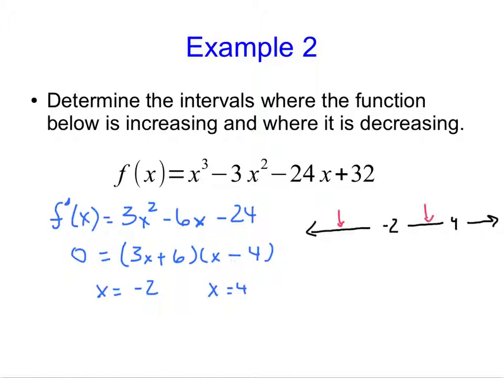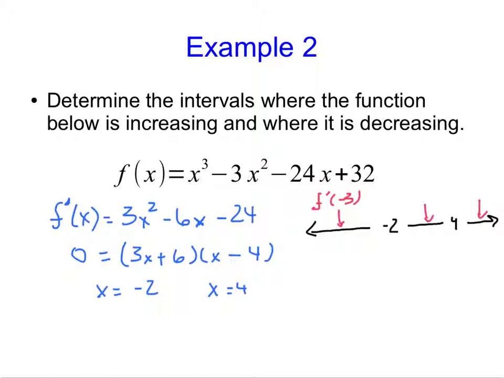So I need a number between negative infinity and negative 2, a number between negative 2 and 4, and then a number bigger than 4. And we're going to plug each of those into the first derivative. So for example, I'm going to pick negative 3 to be over here, and I'm going to plug negative 3 into the first derivative. I think you'll agree that that works out to be negative 9 plus 6 is negative 3 times negative 7. That's going to be negative 21.